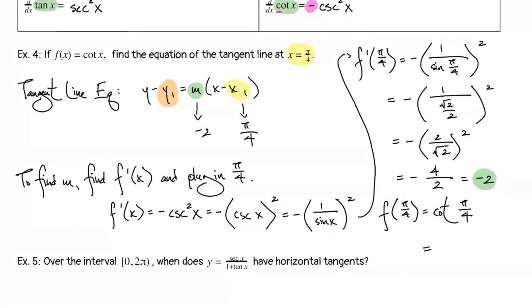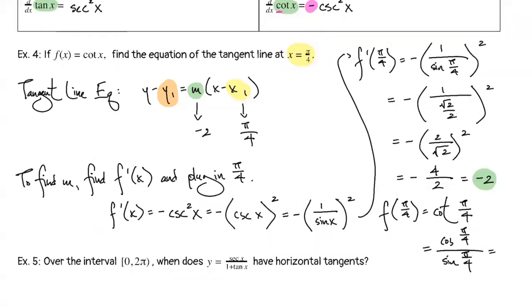Anybody remember another way of writing cotangent? There's a few, but what are some other ways to write cotangent? 1 over tangent, I agree. What else? Cosine over sine. All right, that's going to be the one we use because cosine and sine are very visible on our unit circle. Okay, so cosine of pi over 4 over sine of pi over 4.